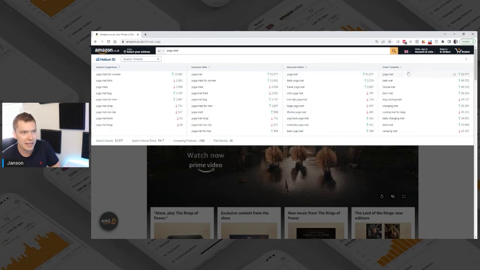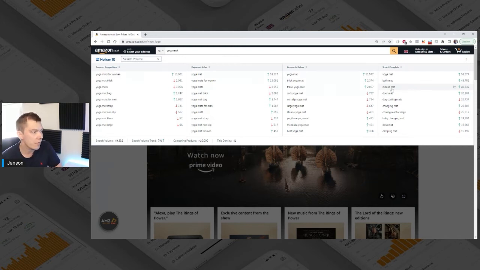And then finally, we've got the Smart Complete column. Now, what this basically is doing is just finding keywords that are associated with yoga mat in some respect. So maybe the word yoga or the word mat, and then giving you ideas and search volumes associated with that. And this column is actually probably one of my favorites for discovering new product ideas.